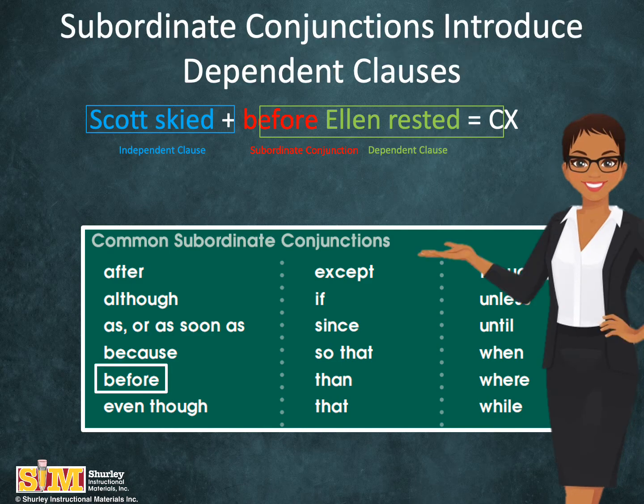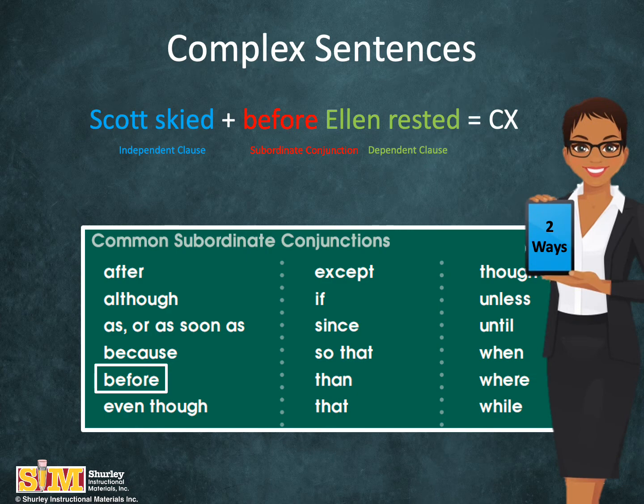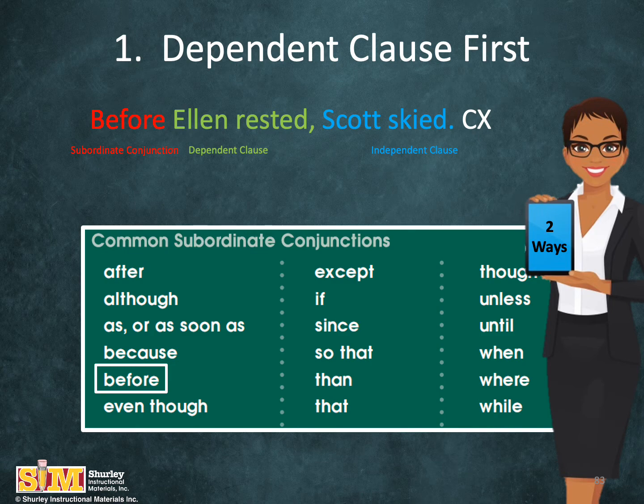Students have learned that when a subordinate conjunction is added to the beginning of a simple sentence, that sentence becomes a fragment because it no longer expresses a complete thought. It is now called a subordinate or dependent clause. There are two ways to join a dependent clause to an independent clause. If the dependent clause is first, add a comma after it.